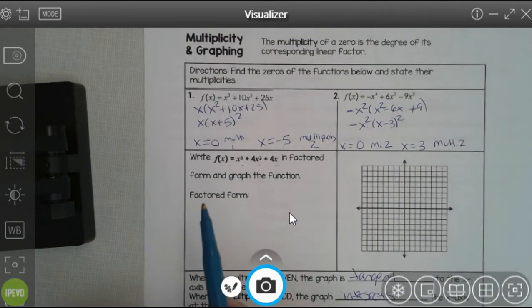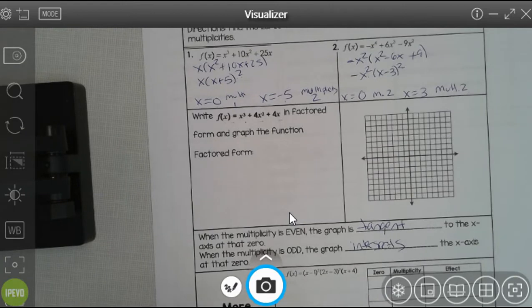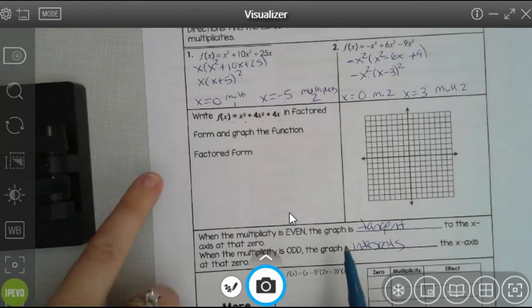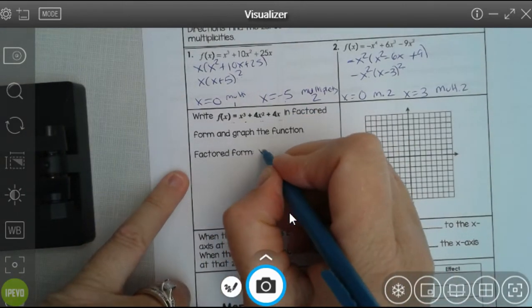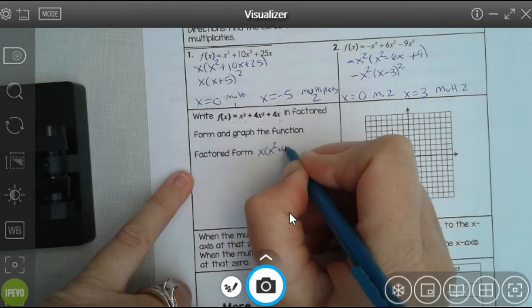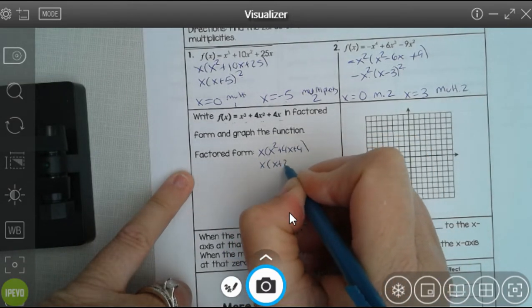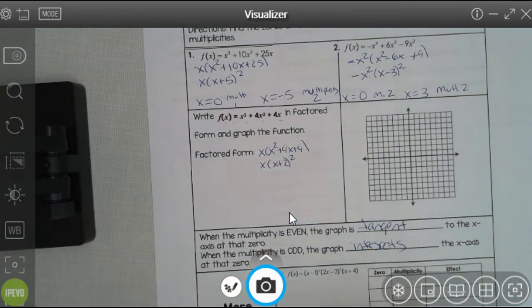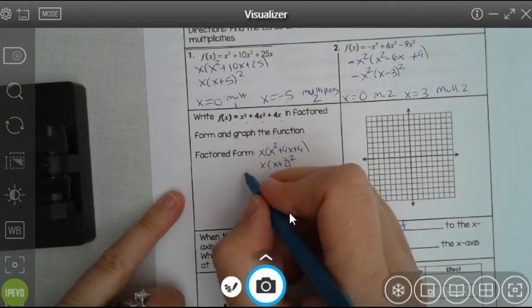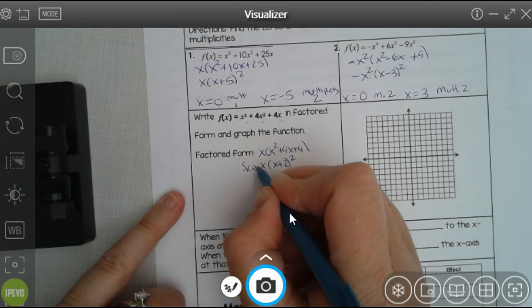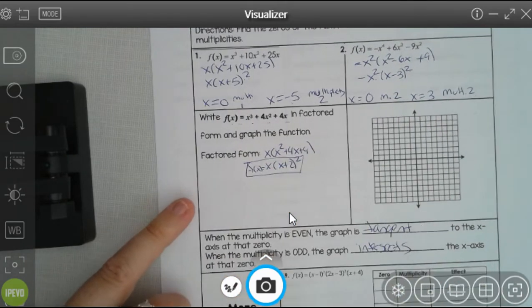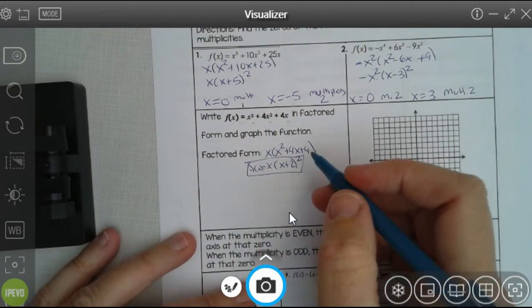All right, so the next example, write that in factored form and then graph it. So factored form first, pull out your x. And then factors of 4 to get 4, or 2 of those. So this right here is our factored form. So then we would have what we need to graph.